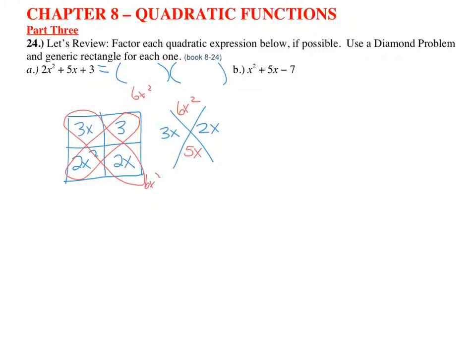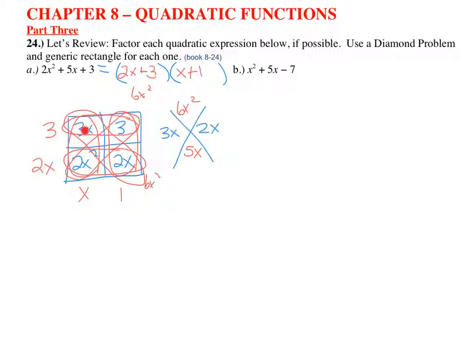So we factor out each row. So 3x and 3 are both divisible by 3. 2x squared and 2x are both divisible by 2x. 3x and 2x squared are both divisible by x. 3 and 2x are both divisible by 1. So our factors are 2x plus 3 and x plus 1.